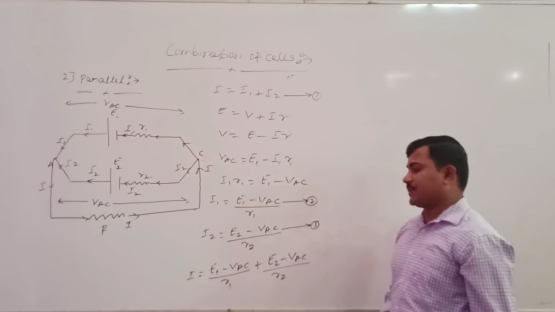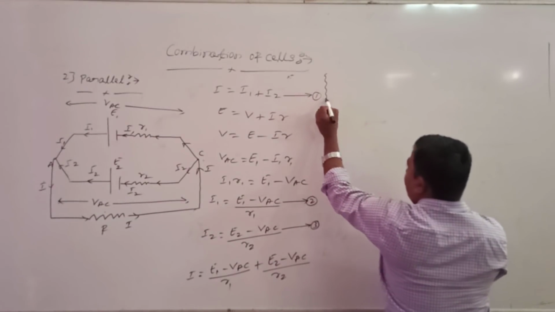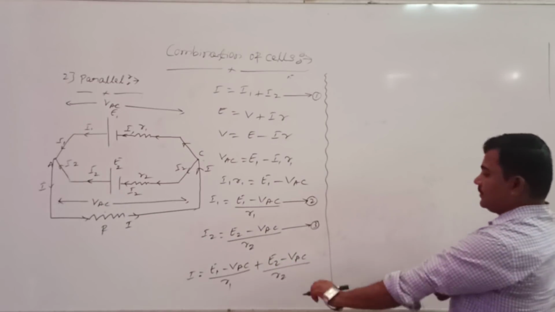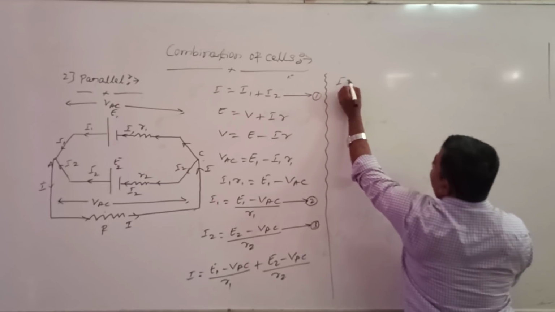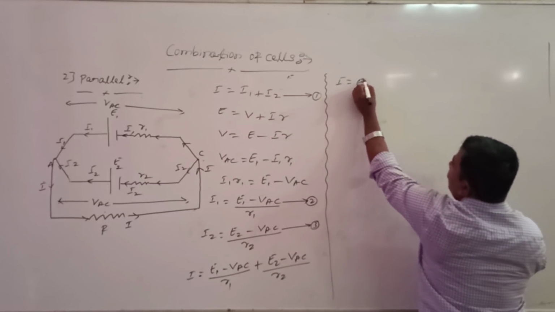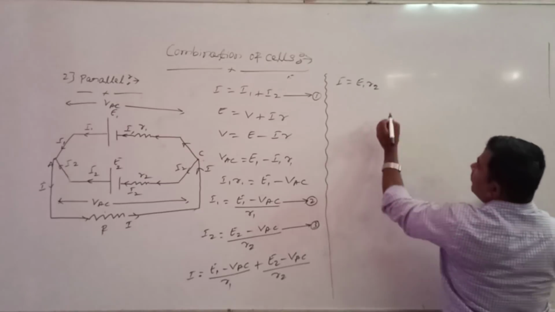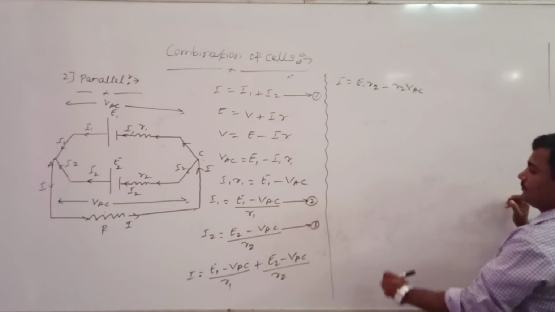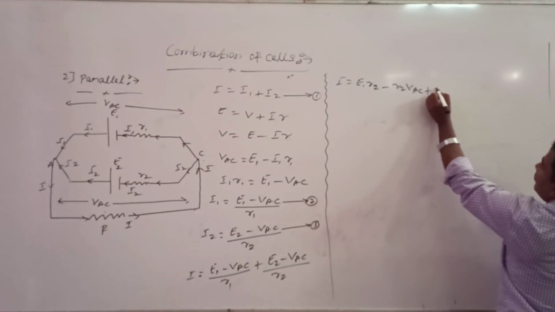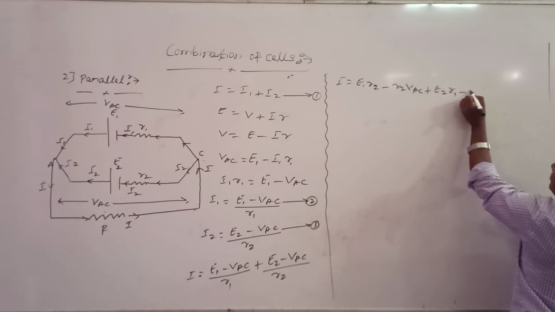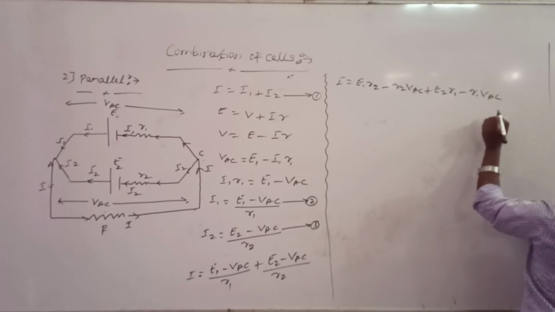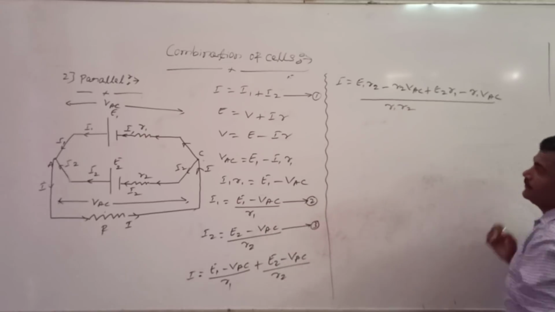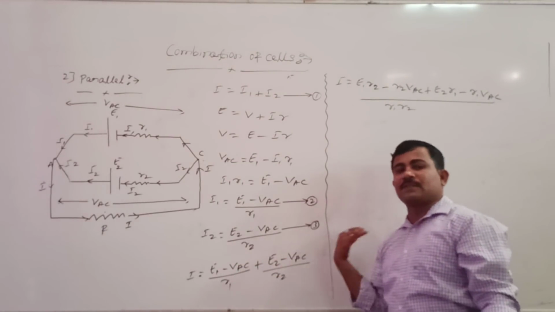Now let us simplify this equation. How to simplify? Look at me. R2 multiplies here, R1 multiplies here. Just see what we are going to do. I is equal to E1 R2 minus R2 into VAC, plus E2 R1 minus R1 into VAC, whole divided by R1 R2. Writing. Are you following this step?